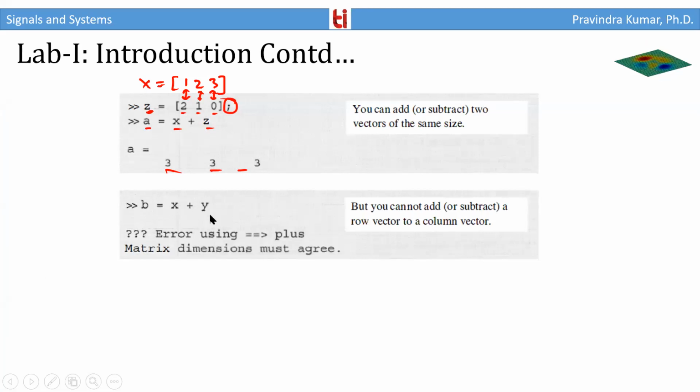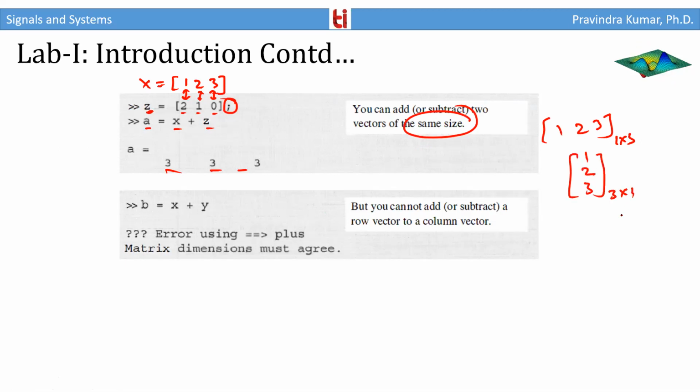Now suppose there is one row vector and one column vector, and you are going to add them, because you add vectors of the same size. If there is a column vector 1, 2, 3, this vector is 3 by 1, and the other is 1, 2, 3, this vector is 1 by 3. So they are not of the same size, so you cannot add these.